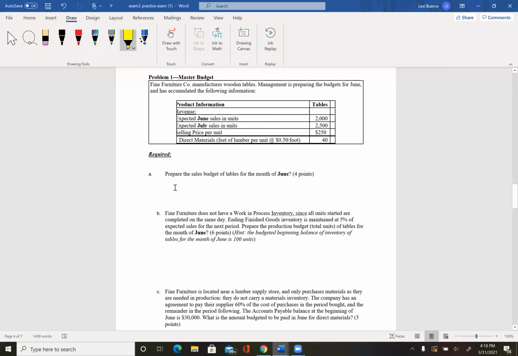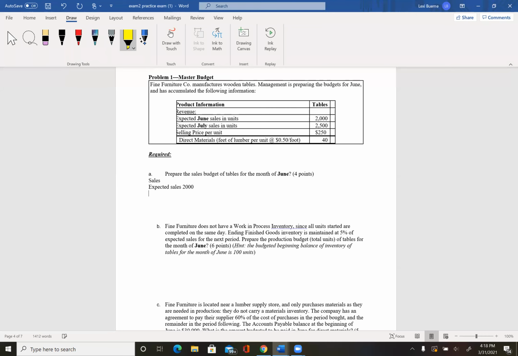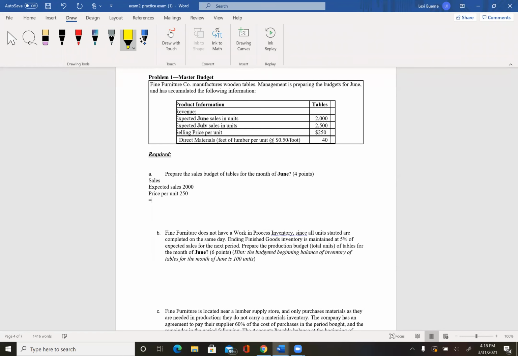For A, we're going to start with the sales budget for the month of June. You're going to take your expected sales, which is the 2,000, which is given, and then put the selling price per unit, which is 250, and you're just going to multiply those together, which gives you 500,000, and that's what your sales budget looks like.